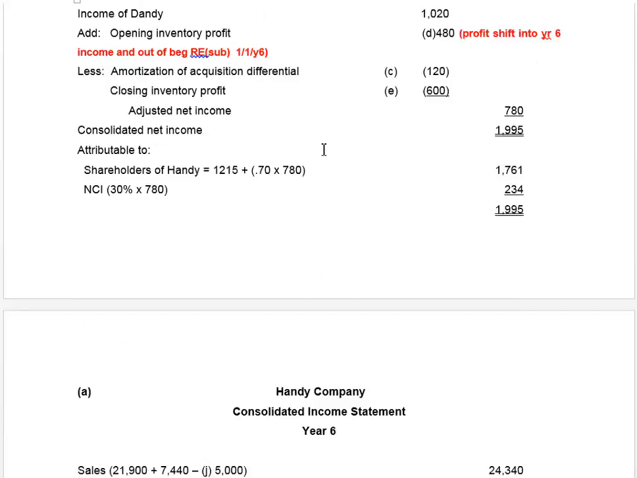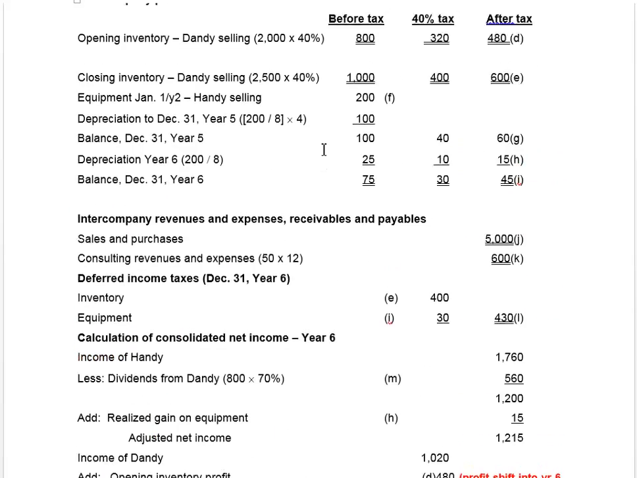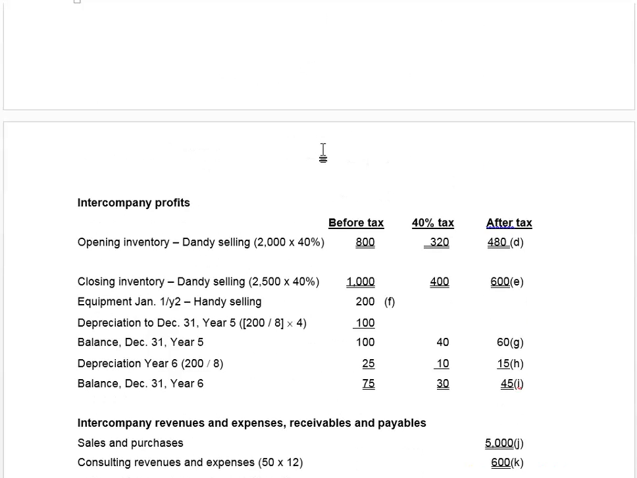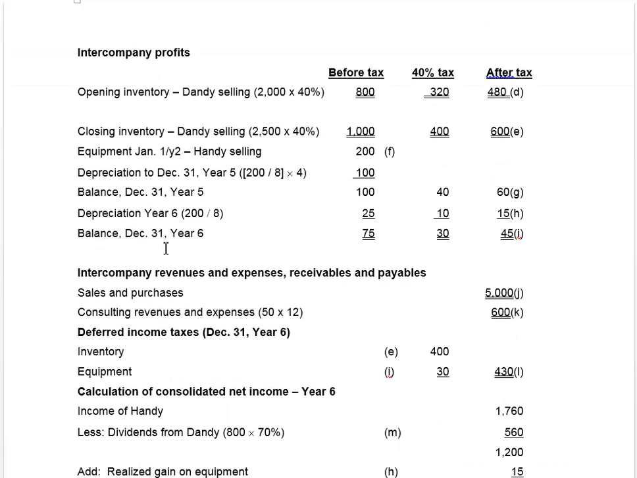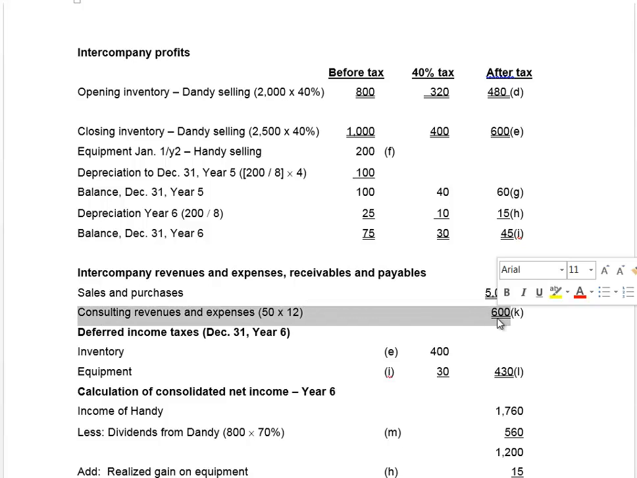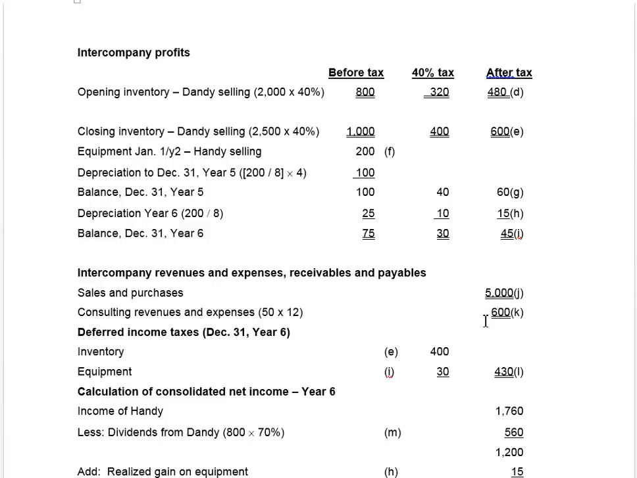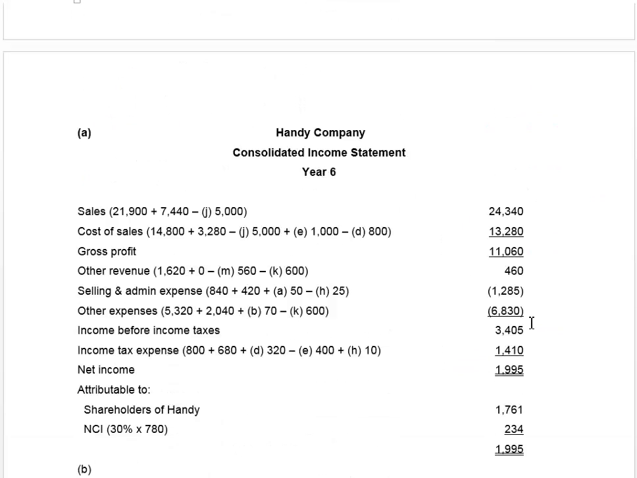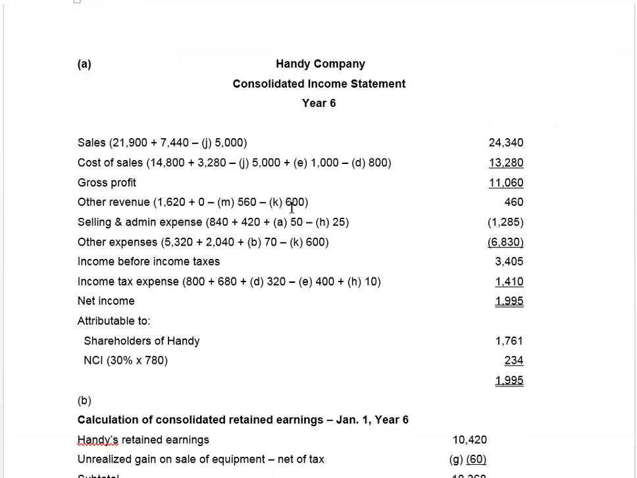So if we wanted to go back here, we probably noted it over here. Oh, where was it? Here, I think, yeah. Consulting revenues and expenses, $50 a month for 12 months. So that $600 was going in as revenue, okay, to the provider of the services and as expense to the recipient. So in our case, what we'll do is we'll adjust it out of other revenue and we'll also adjust it out of other expense. So we're going to get other revenues of $460.